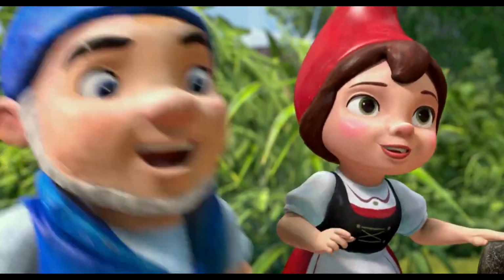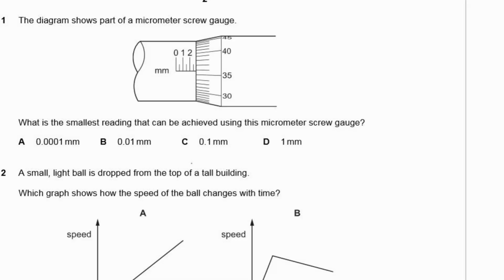Question 1. The diagram shows part of a micrometer screw gauge. What is the smallest reading that can be achieved using this micrometer screw gauge? Now a micrometer screw gauge will read 1/100th of a millimeter, which means the smallest reading is B, 0.01 millimeters.